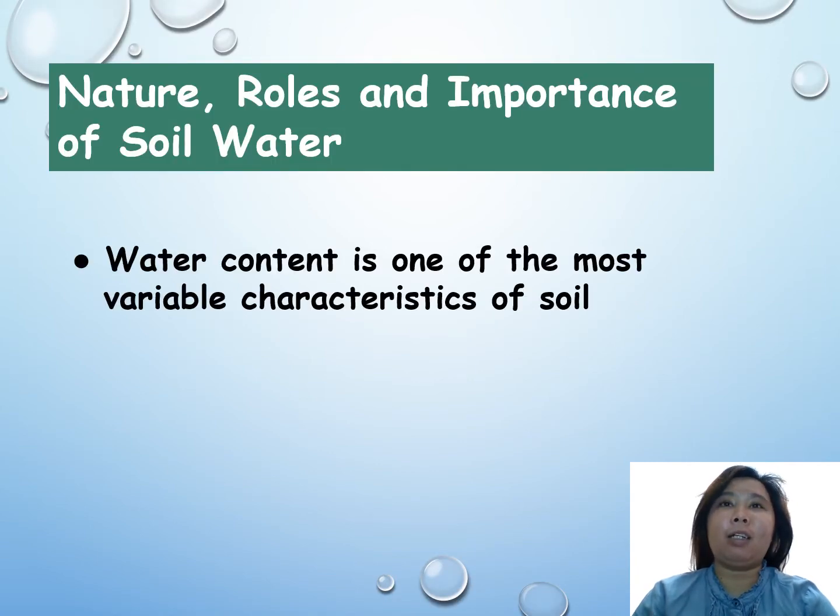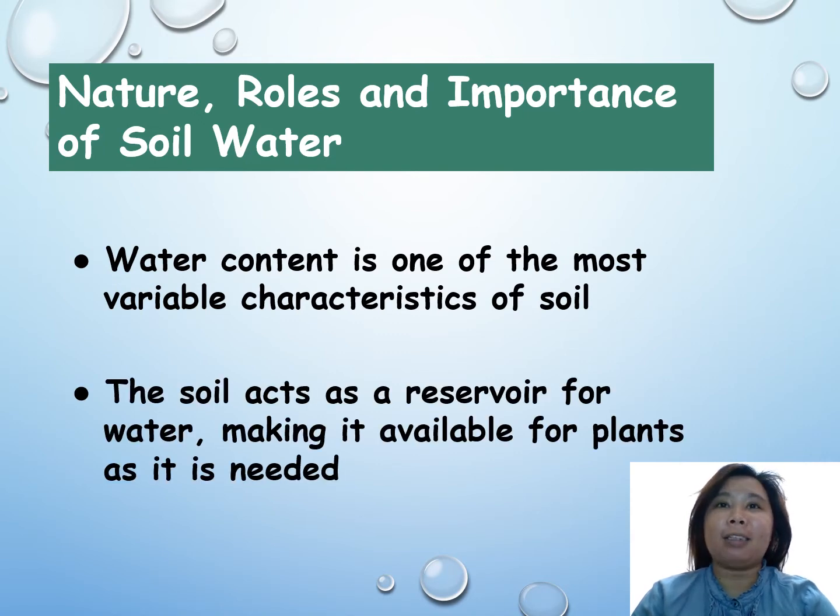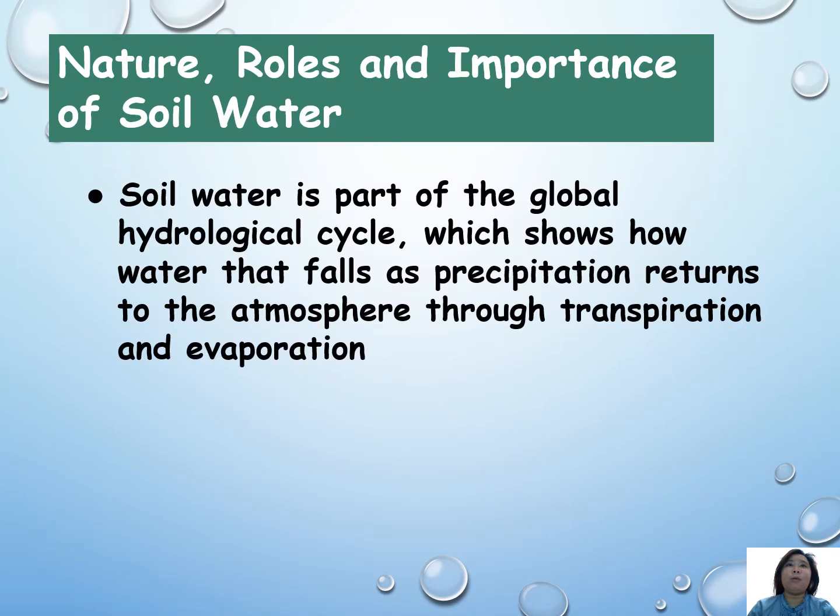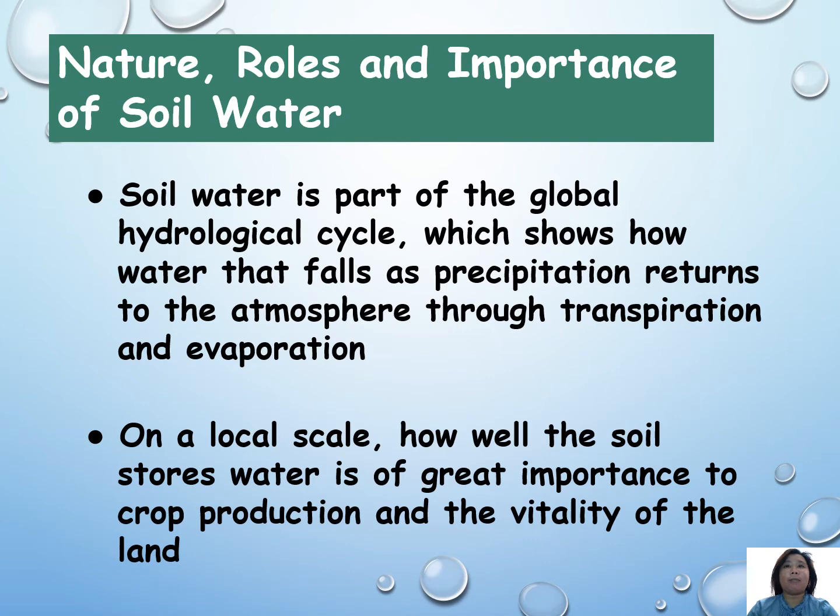Water content is one of the most variable characteristics of the soil. The soil acts as a reservoir for water, making it available for plants as it is needed. Soil water is part of the global hydrological cycle, which shows how water that falls as precipitation returns to the atmosphere through transpiration and evaporation. On a local scale, how the soil stores water is of great importance in terms of crop production and the vitality of the land.